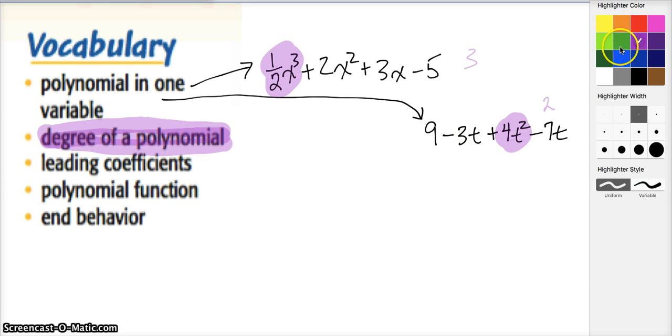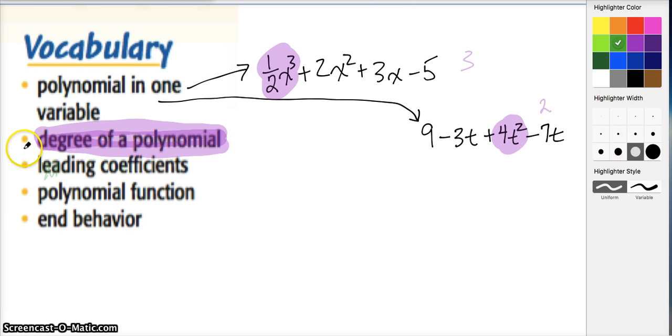Now when we get to the lead coefficient, I'm going to highlight here, let me use a thicker pen. When we get to the lead coefficient, what we're talking about is the coefficient that is associated with the term that gives the polynomial its degree. Kind of the biggest and baddest variable coefficient is the one you want. So for us, the lead coefficient for this first part of the polynomial expression, not an equation, would be 1/2. And the lead coefficient here would be 4.